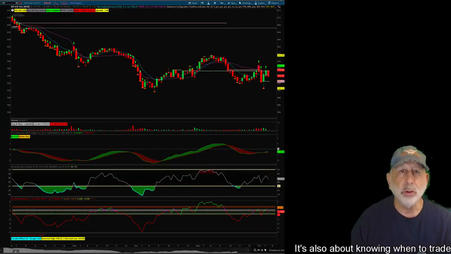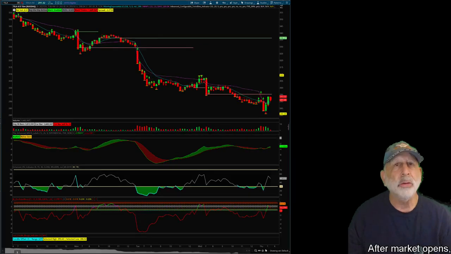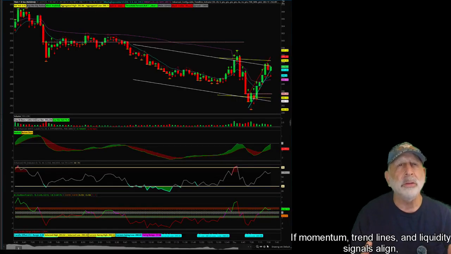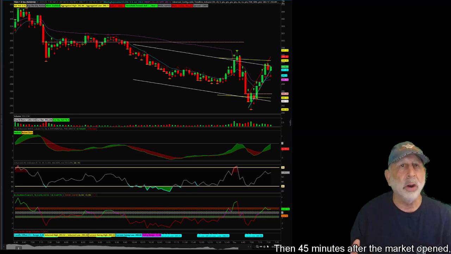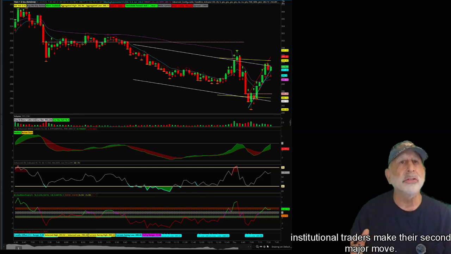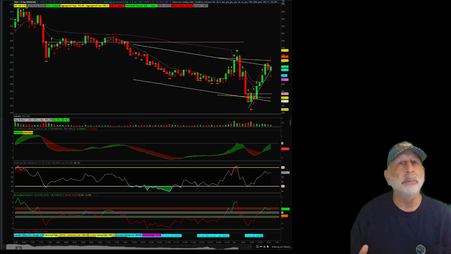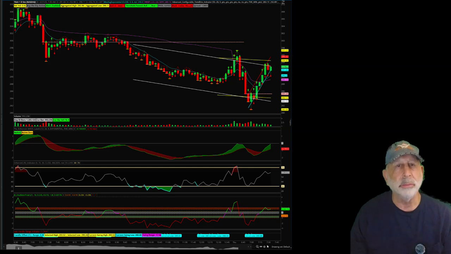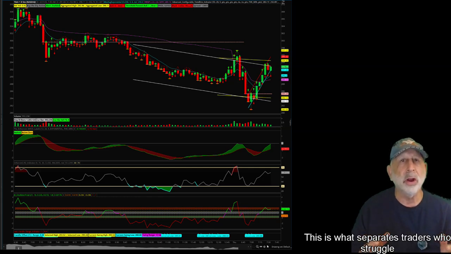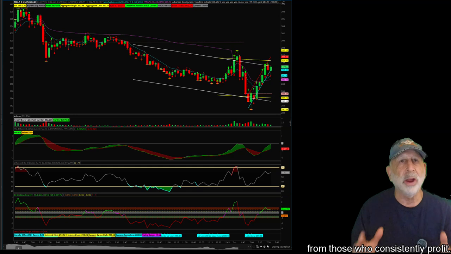It's also about knowing when to trade for maximum probability. After the market opens, I wait for the initial volatility to settle, usually about 10 or 15 minutes in. If momentum, trend lines, and liquidity signals align, I take my first trade. Then 45 minutes after the market opened, institutional traders make their second major move. By now, liquidity has built up, and my indicators reveal whether the trend is continuing or reversing. This is what separates traders who struggle from those who consistently profit.